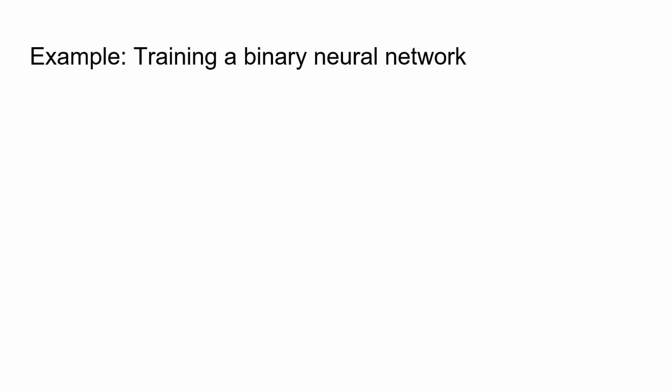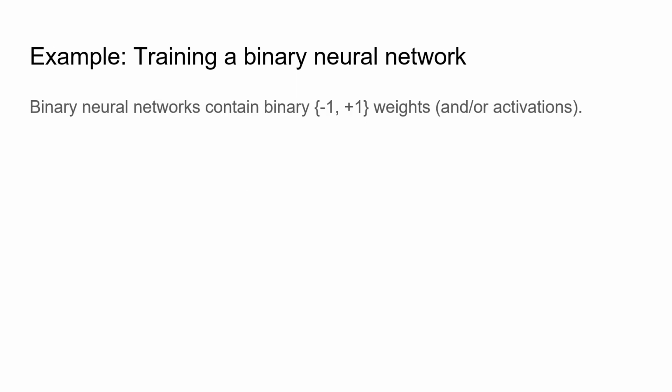Let's have a look at a couple more examples. First, we consider binary neural network training. In this setting, weights and/or activations are restricted to be either -1 or +1. The binarized weights are obtained by applying the sign function to a set of real-valued weights.